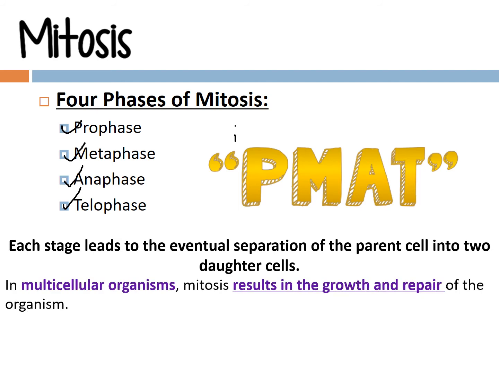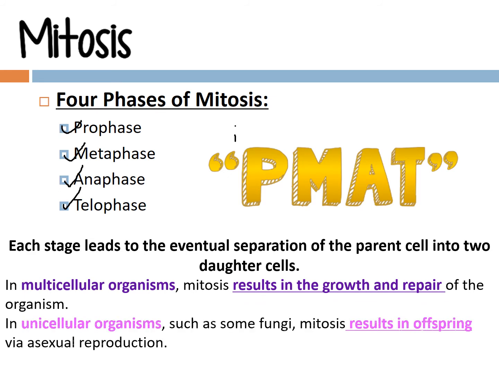In multicellular organisms, mitosis results in the growth and repair of the organism. But in unicellular organisms, such as some fungi, mitosis results in offspring because they go through asexual reproduction. So only in multicellular organisms is it used for growth and repair. Anytime you have a cut on your hand, a cut on your knee, any cut of your skin is undergoing mitosis to heal itself.